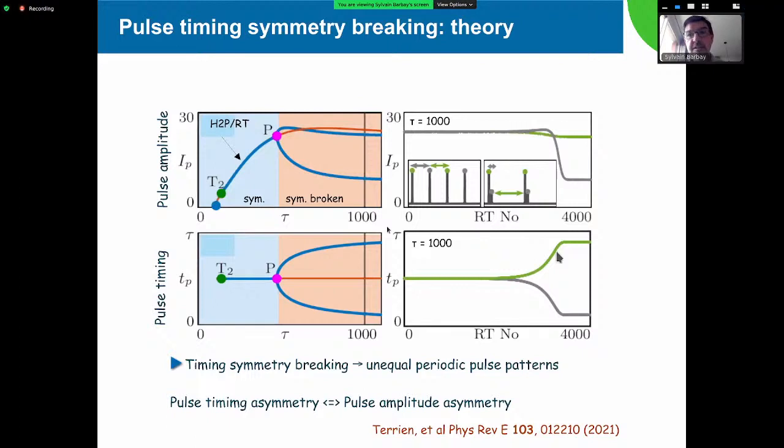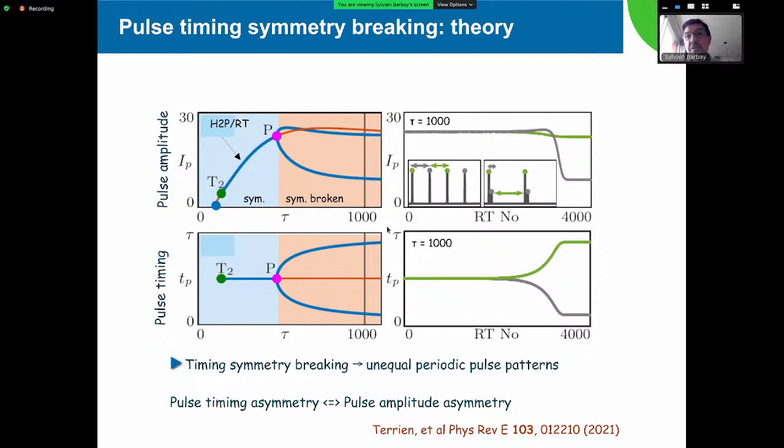If you look at the intensity of each pulse, the intensity of each pulse also has a bifurcation, a period doubling bifurcation. It means that if you start with a harmonic pulsing regime with equalized pulses, you will end up with a symmetry broken state with unequal amplitude. And you see that, okay, at the beginning, it's slightly unequal, and then the inequality in the pulses becomes larger if you increase the delay in the system.